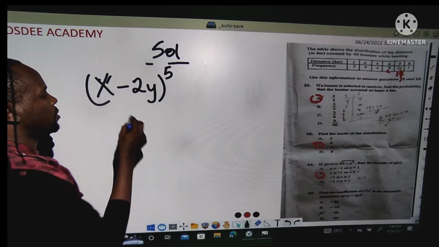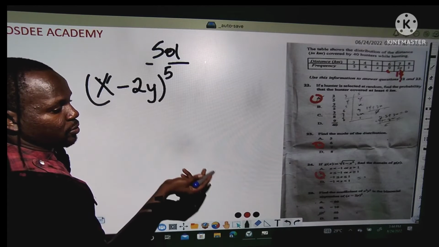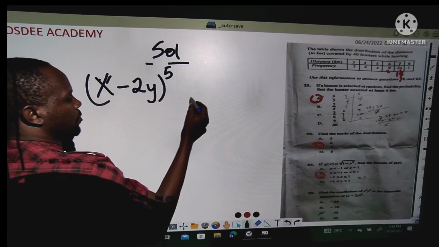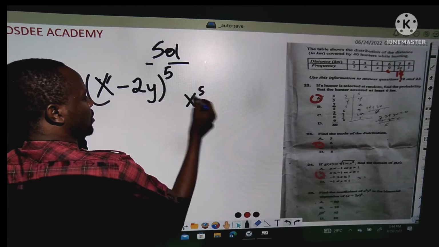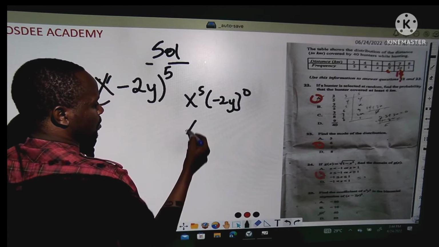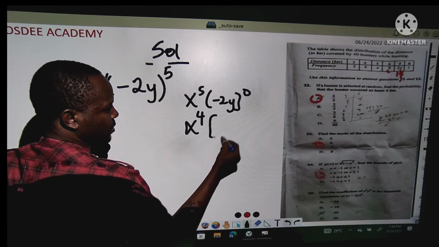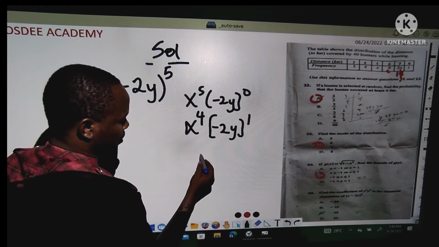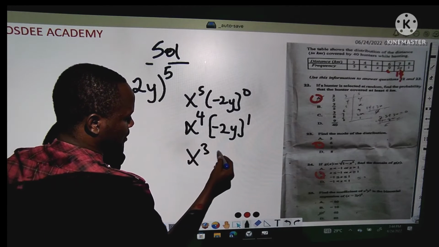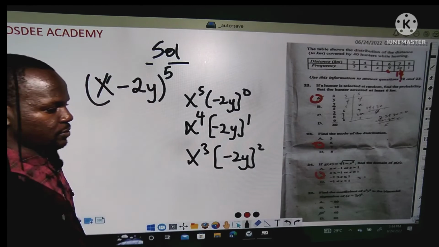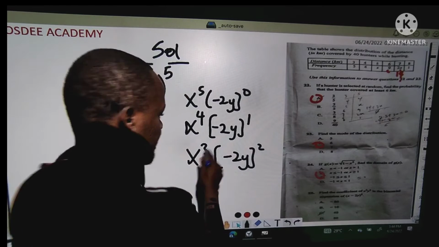So we are looking for s cubed y squared. Let me just show you, because there is a shortcut to all this. But for those of you who don't know, the first one is s raised to power 5, and this one will start from raised to power 0. The next one, this one will reduce and this one will increase. That is the logic. So what you are asked to look for is 3 and 2.